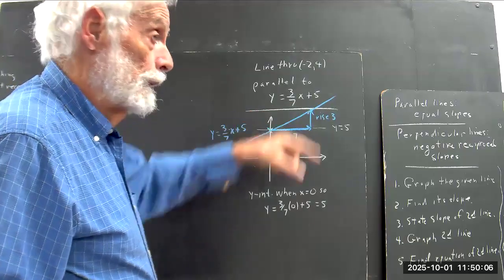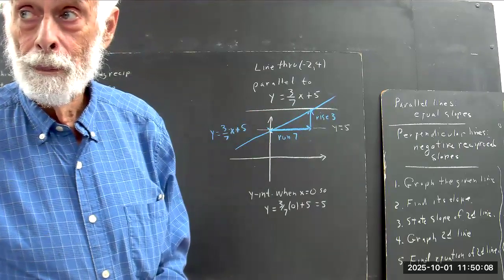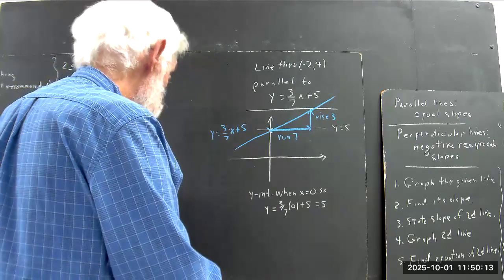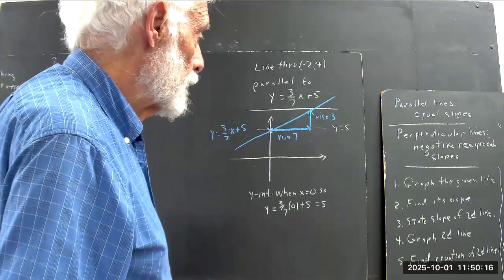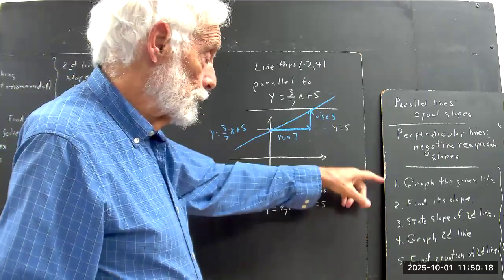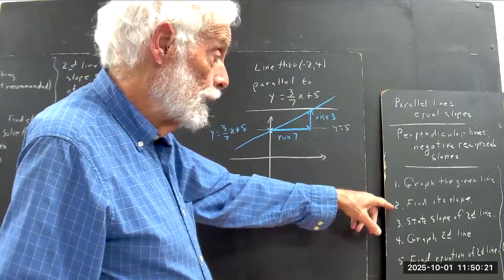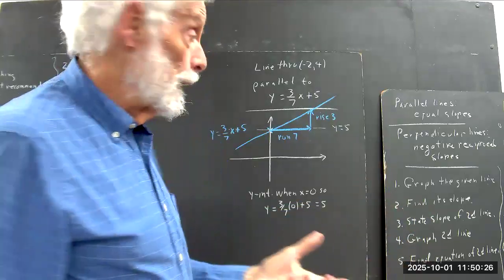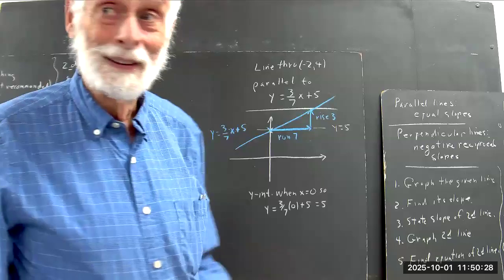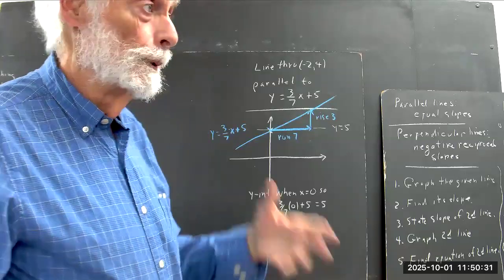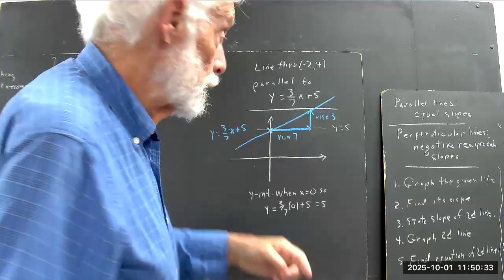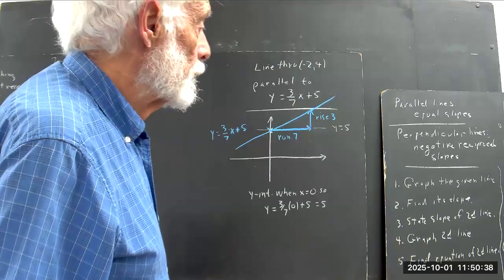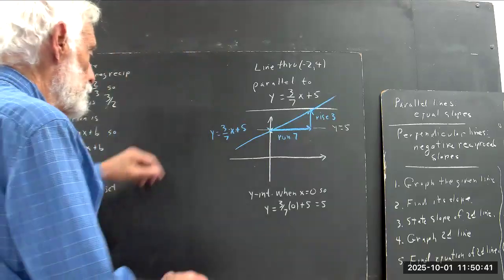And here are the details of the slope. So you can't read all this. First step was graph the given line and find its slope. Well, we know its slope, so we didn't have to find it. Right there it is. We don't have to do any work to find the slope, except to know that the slope is the number in front of x when we have the y equals mx plus b form. And then state the slope of the second line.